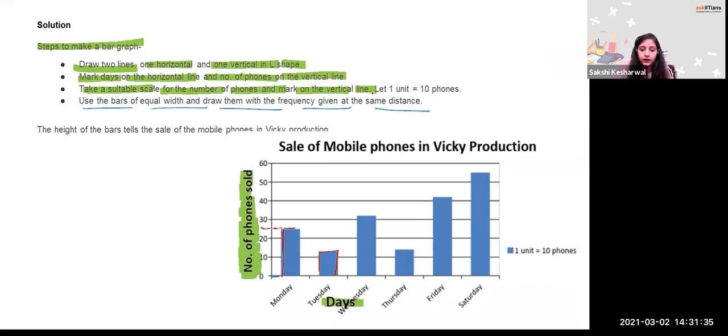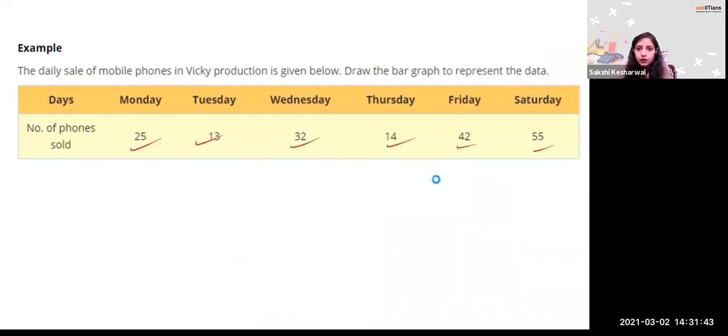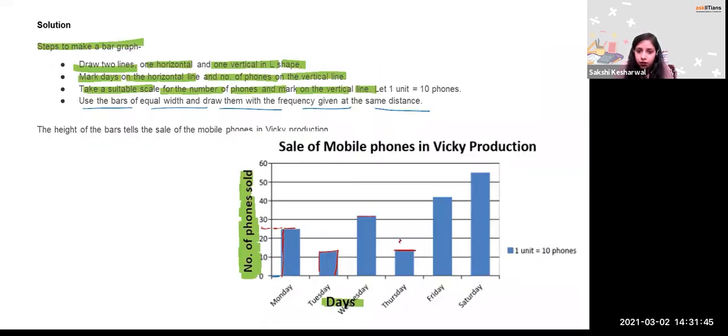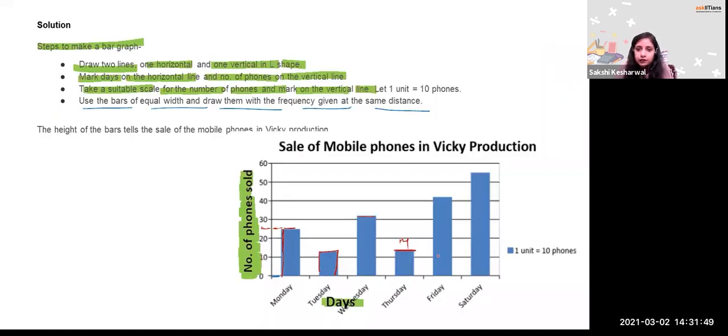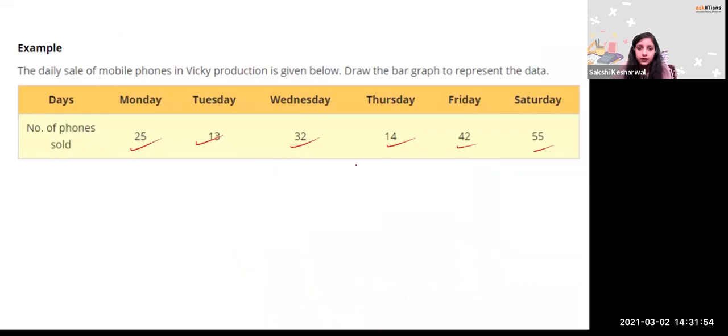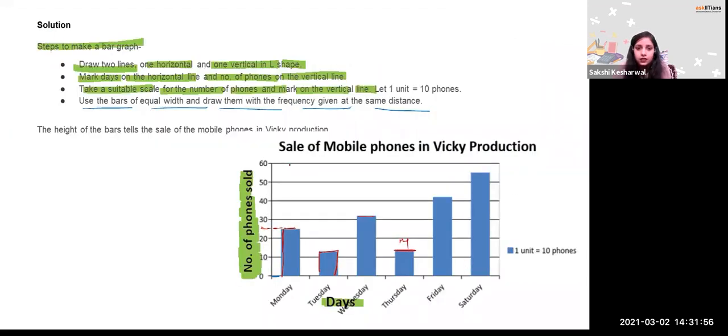Then on Wednesday, how much? 32. So see, it's between 30 and 40, very close. Now on Thursday, how much? 14, right? So this is 14. And then on Friday, you see 42, so it is between 40 and 50. Now on Saturday, the maximum was sold, that was 55. So see, it is in the midway.